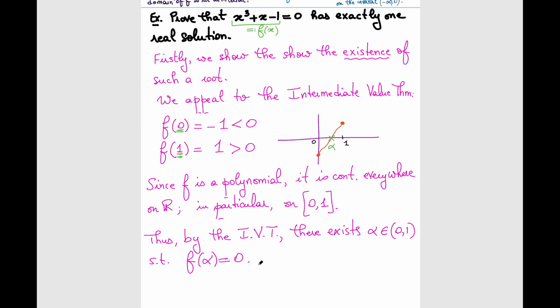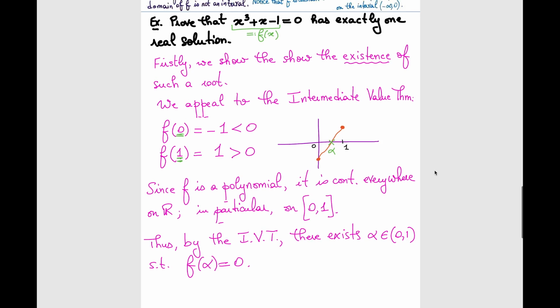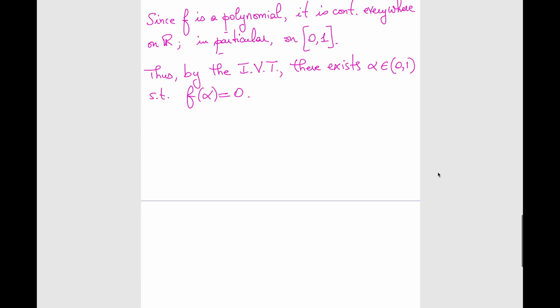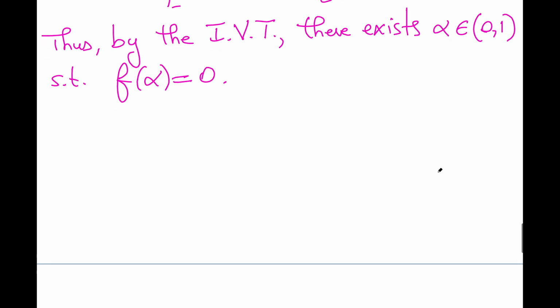Okay. Now the question is, show that this number, alpha, whatever it is, is the only one that does the job. Is the only number so that if you plug it in here, you get 0. There are no more than this alpha. So now we're gonna show the uniqueness part, right? Okay, let's zoom in.